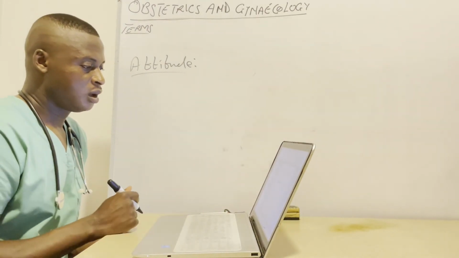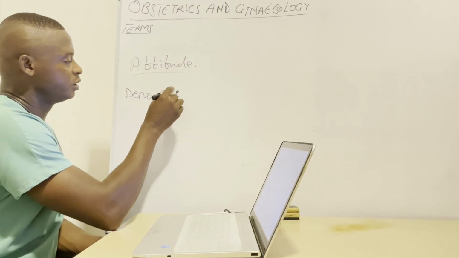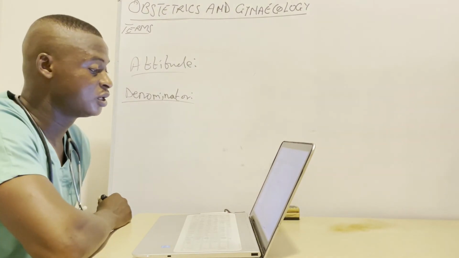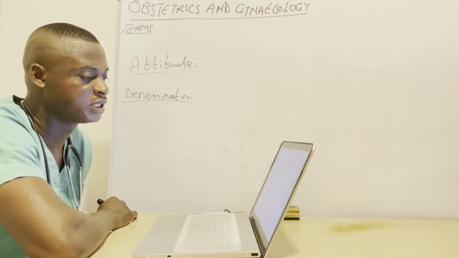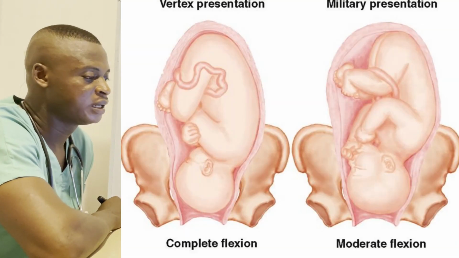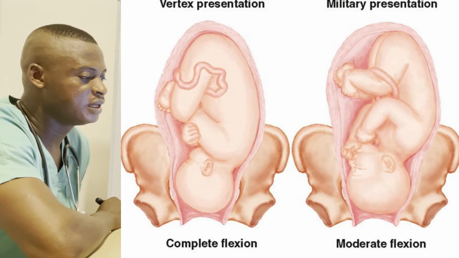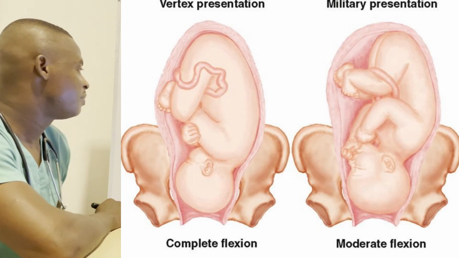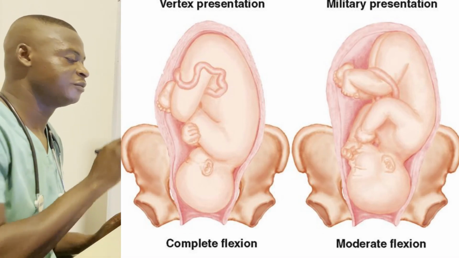Now let's look at something we call denominator. It is not only in mathematics where you have denominator. In Obs and Gynae too, we have denominator. It is an area on the presenting part used to indicate the position of the fetus in relation to the mother's pelvis. In vertex presentation, the denominator is the occiput. In breech presentation, the denominator is the sacrum, and in face presentation, the mentum or chin is the denominator. So during engagement, the part that is engaged in the pelvic brim becomes the denominator. So in the vertex presentation, it is the occiput.